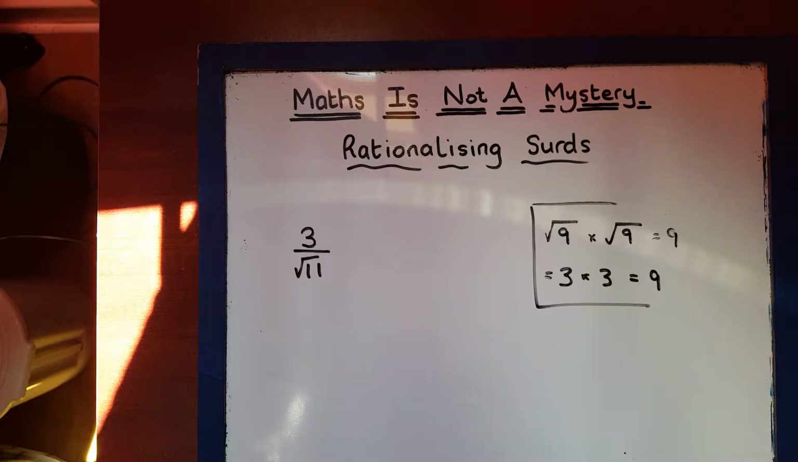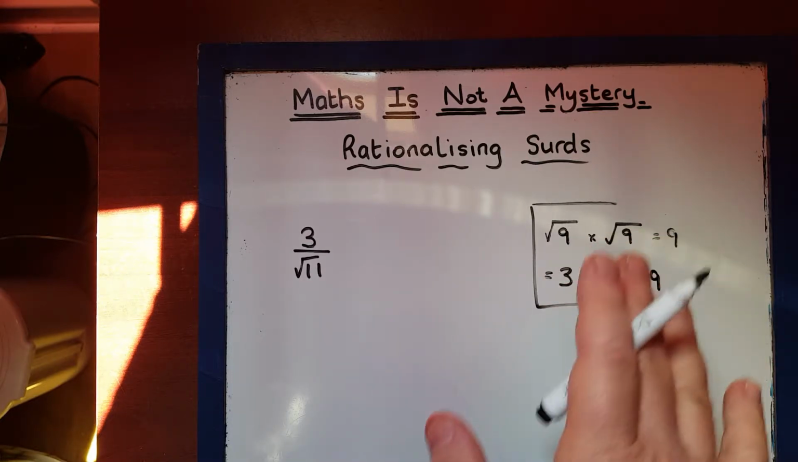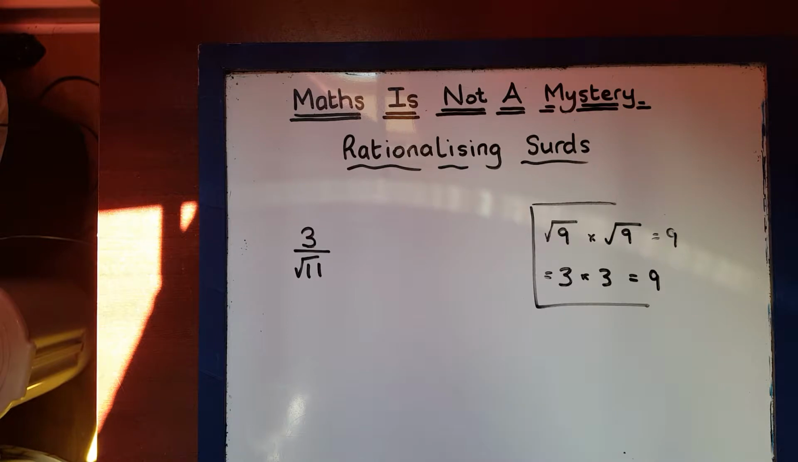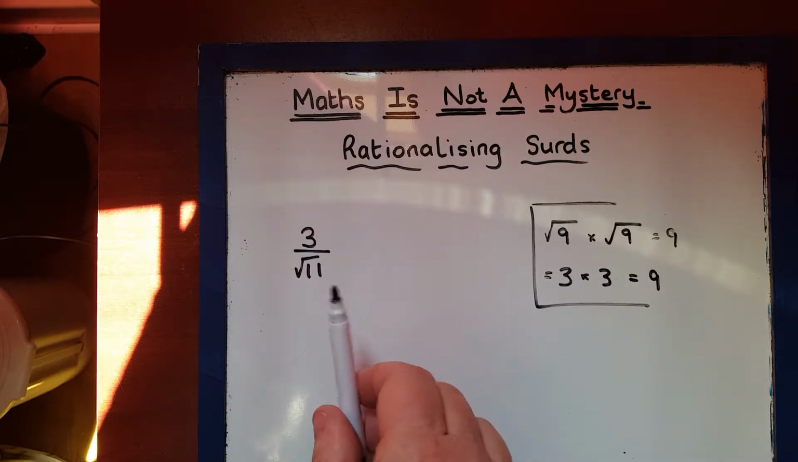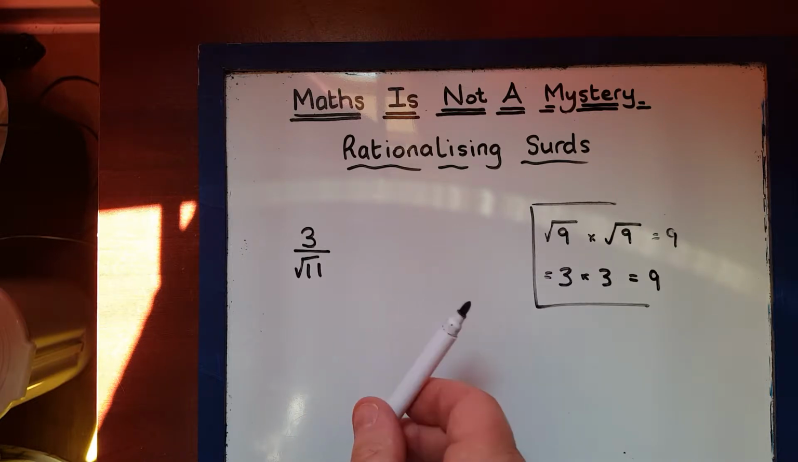Now that's a very important thing. You can remember it with numbers like this because you can figure out what the square root actually is. With other numbers like the square root of 7 or 11 or 15 and so on, where you don't know what the square root of it is, the true answer is still the same. The square root of 11 times the square root of 11 is 11.